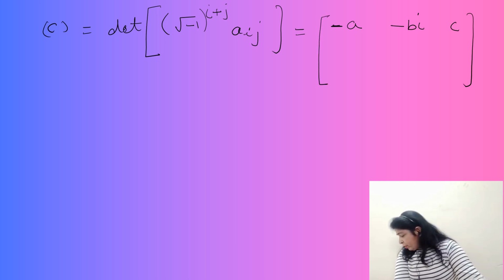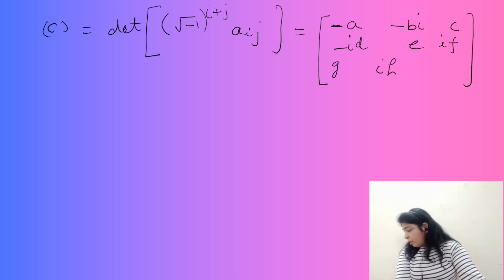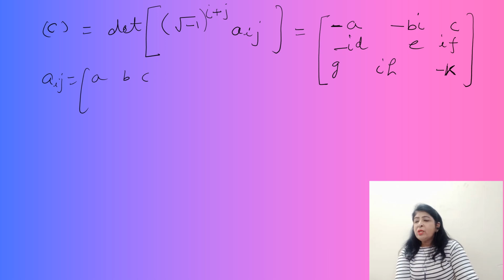So what you will get? You will get minus iota d, e, iota f, and then you have g, iota h and minus k. Our matrix A_ij was a, b, c, d, e, f, g, h and k.